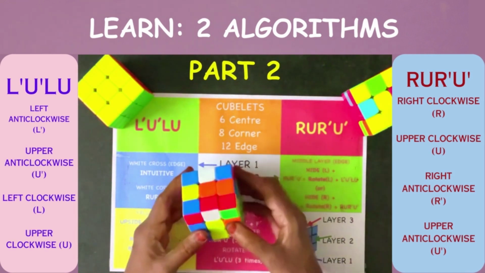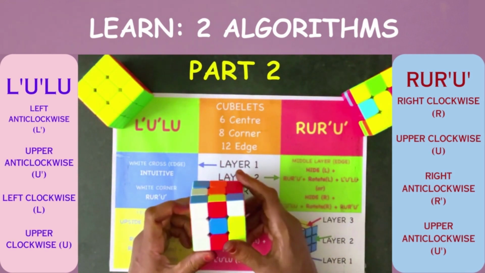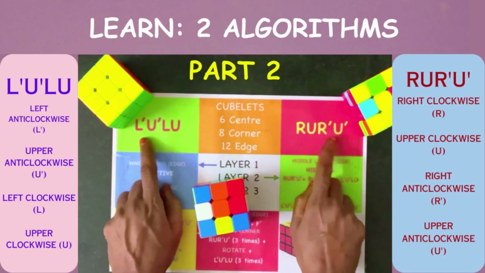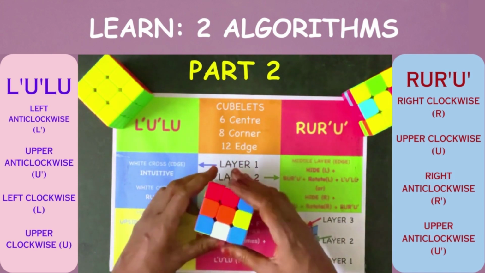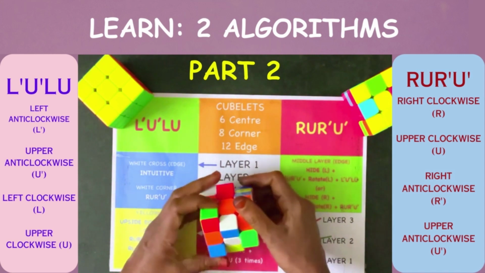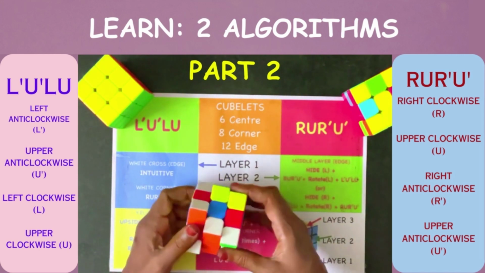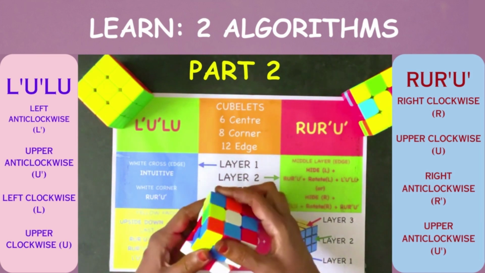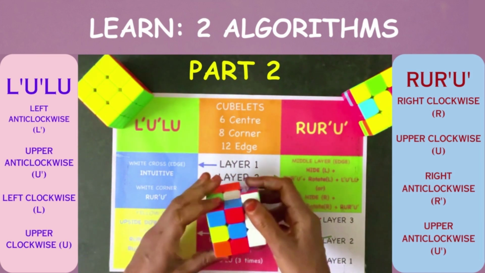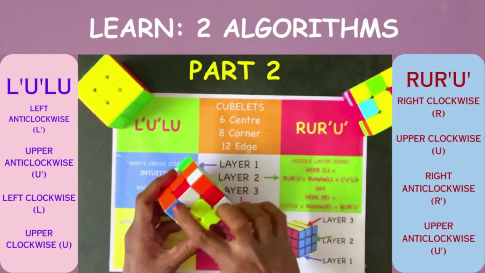In part 2 of this tutorial, we will learn 2 algorithms that we will be using to solve Rubik's cube. In practice, there are several methods or approaches to solve this Rubik's cube. But in this tutorial, we are going to follow what we call the layer by layer method.